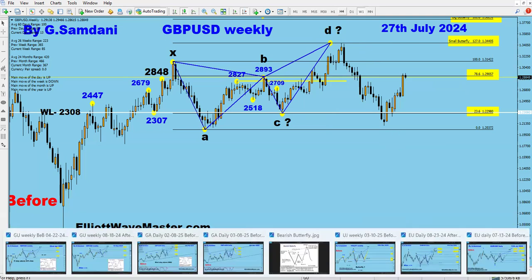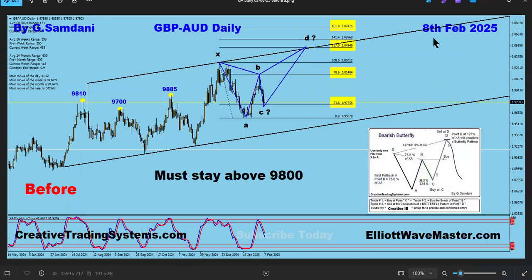Similarly, another example that I will share with you is this. This is a recent one, this year, February 8th, I made this chart. This is the pound Aussie daily chart, right? And you can see it's almost a similar situation, similar pattern. The first pullback at 78, then it touches 23, and I said, okay, if it makes the turn from here, it will go to 127, right? The diagram is right there.